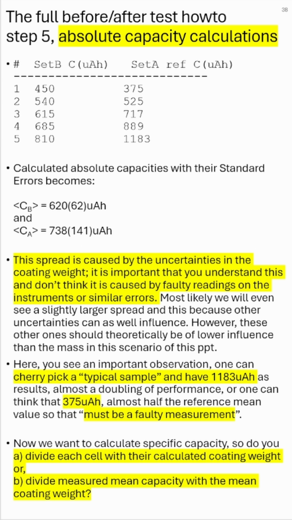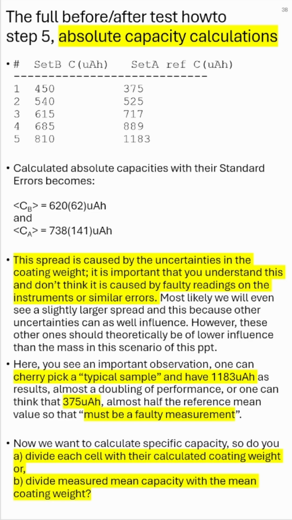And we must understand at this stage of the presentation that this spread is caused by the uncertainties in the coating weight. It's very important that you understand this and you don't think that this is caused by faulty readings on the instrument or similar types of errors. Most likely we will also see a slightly larger spread, and this is because of these other uncertainties, but those will not influence us much, so we don't have to go deeper into that in this presentation.